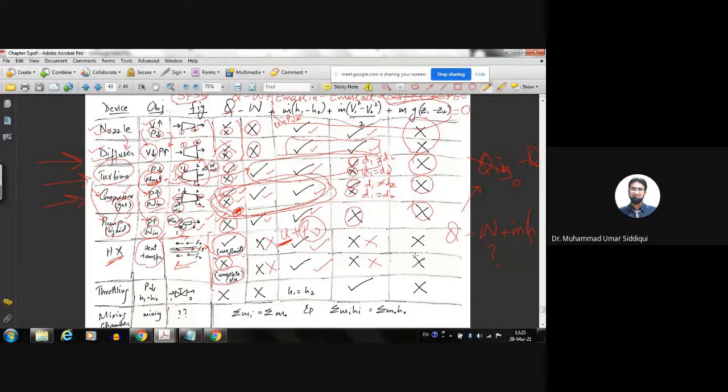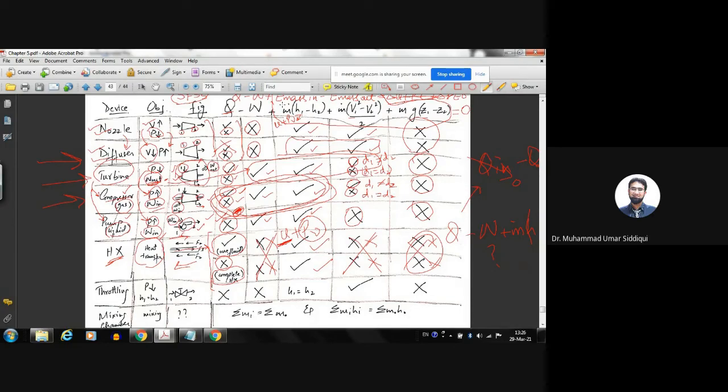Also, heat exchangers are comparatively not that big, so the potential energy effects between the inlet and the outlet can be neglected. So this is not there, this is also not there, this term is also not there. So what's left? Just the enthalpy term. If we are considering one fluid, then Q. And if we are considering the complete heat exchanger, then this term is also not there.